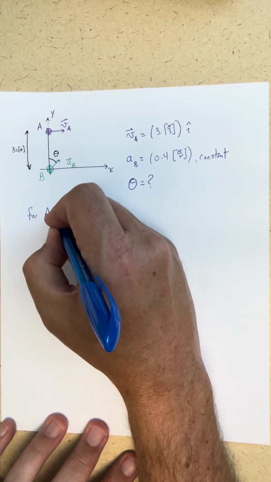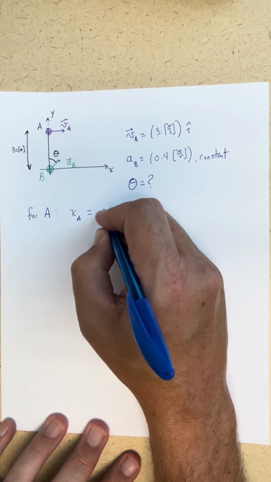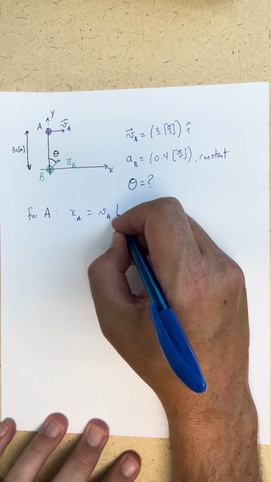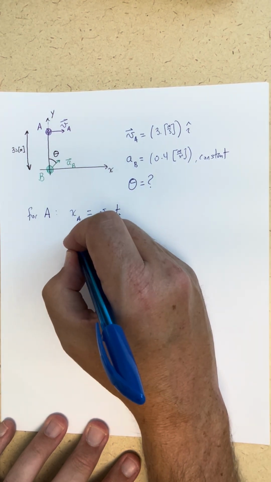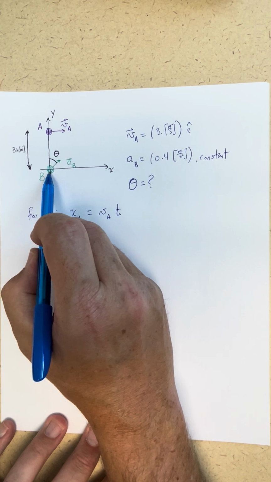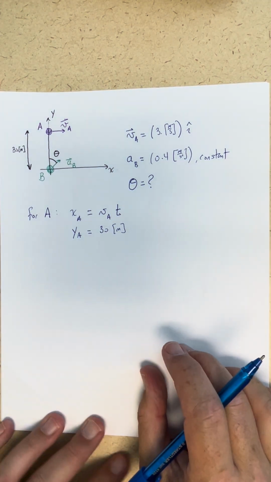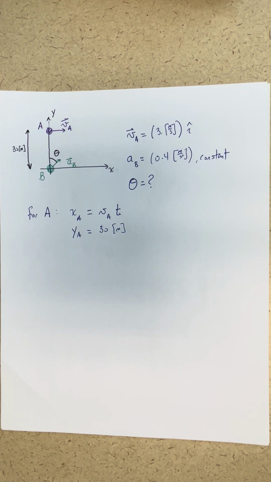So for puck A, its final position is its constant speed times the final time, and its y position is a constant 30 meters because the origin is there, and this is 30 meters. Okay. For the puck B, what do we know? That's a little more complicated because it's a constant acceleration, and we have to describe its trajectory in terms of x and y components.